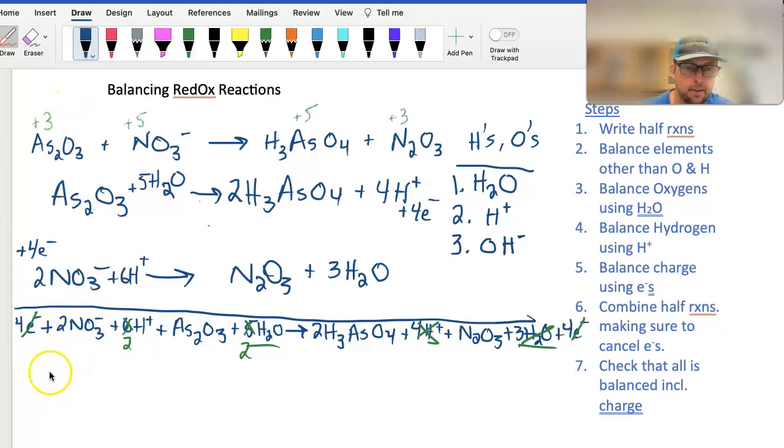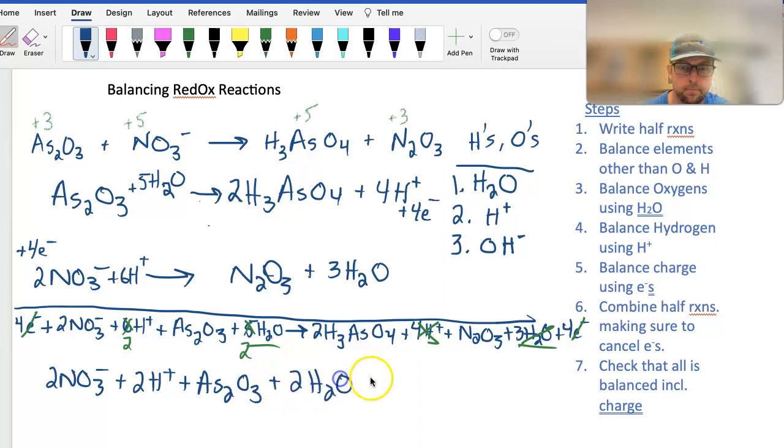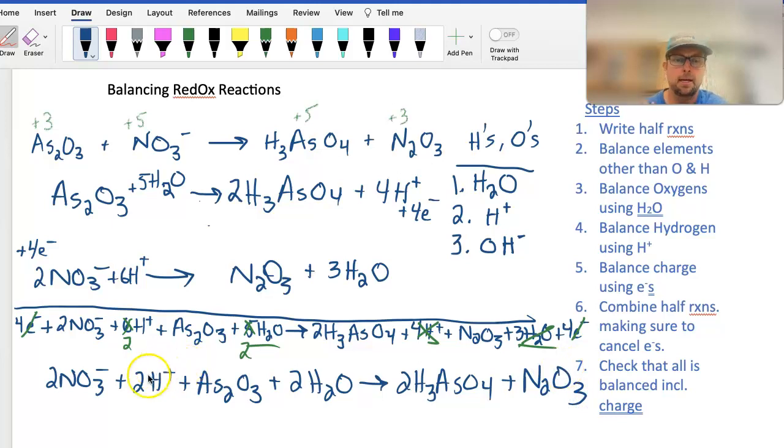And when we rewrite this reaction a little nicer, 2 nitrate ions, 2 hydrogen ions, As2O3, plus 2 H2O. On the right side, we have 2 arsenic acid, plus N2O3. Now, if we count everything to make sure it's balanced, it looks like we have 2 nitrogens on this side, and we have 2 nitrogens on this side. And for arsenic, we have 2 arsenic on this side, and also 2 arsenic on this side.